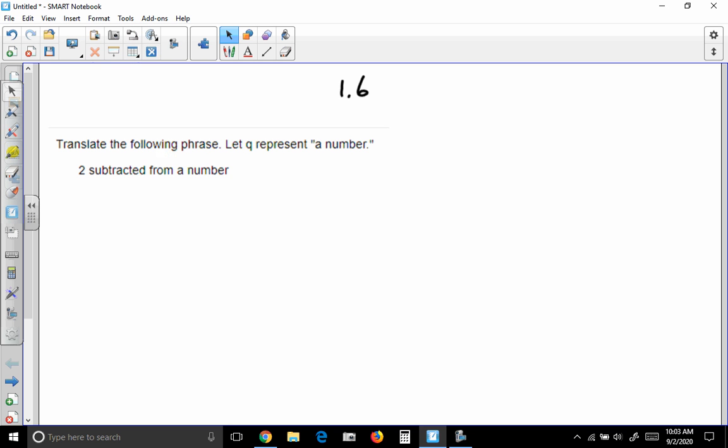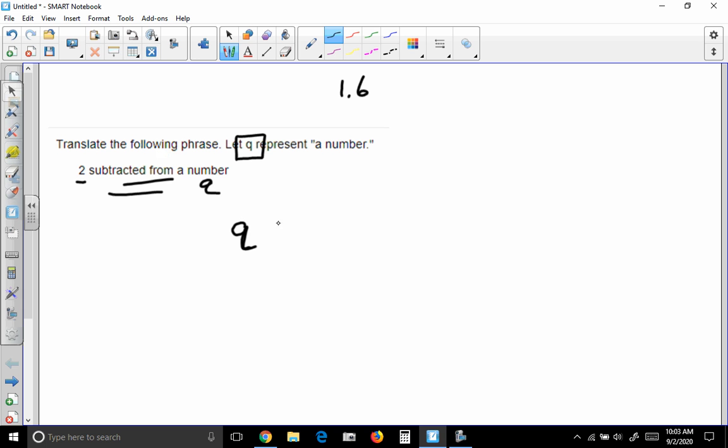So this one they ask us to translate this phrase. They tell us let Q represent our number. So we have 2 subtracted from a number. Our number is Q. So 2 subtracted from. So we're taking 2 away. And what are we taking it away from? We're taking it away from Q. So Q is what we're starting with, and then we're taking away 2.